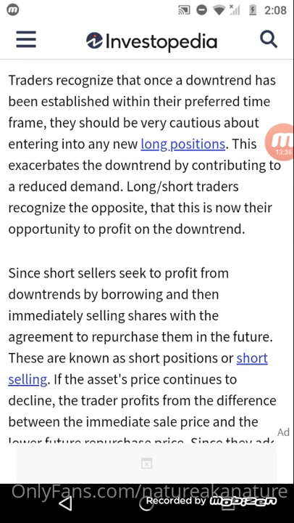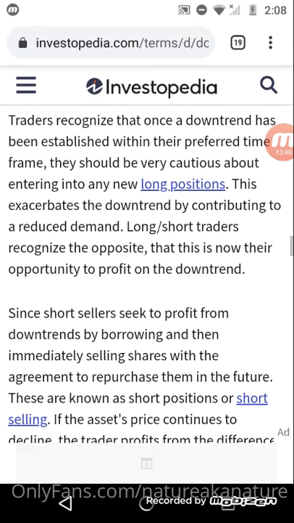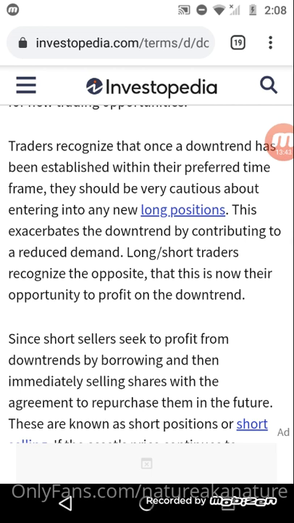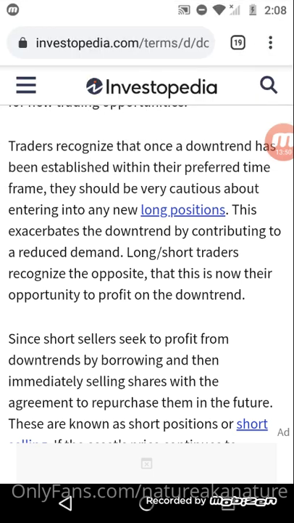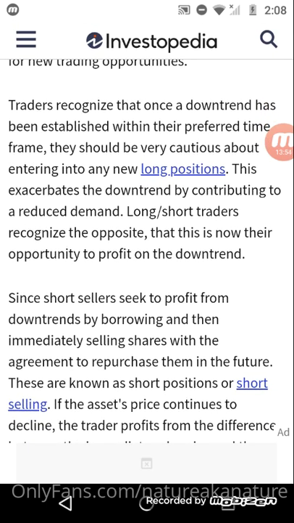Traders recognize that once a downtrend has been established within their preferred time frame, they should be very cautious about entering into a long position. If you see that a downtrend is in motion, don't enter a long position. Especially, you have to identify that the trend is going down. If it's going down, don't enter a long position just because it's making a lower high. It's going to go up and make a lower high, but that doesn't mean it's going in that direction.